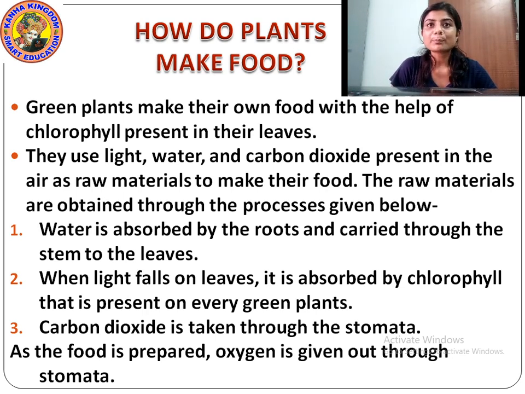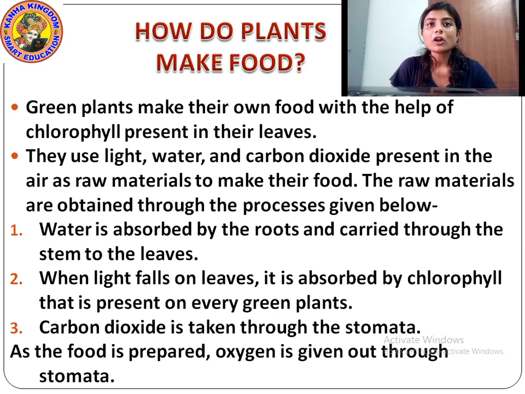The raw materials are obtained through the processes given below. Water is absorbed by the roots and carried through the stem to the leaves. The roots of the plant absorb water from the soil, and this water is transported to different parts of the plant by the stem. The stem supplies this water to the different parts of the plant body, to the leaves also.